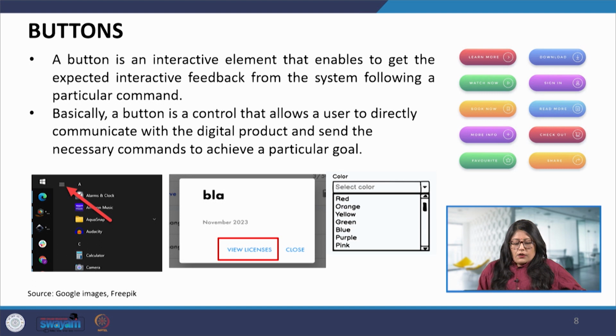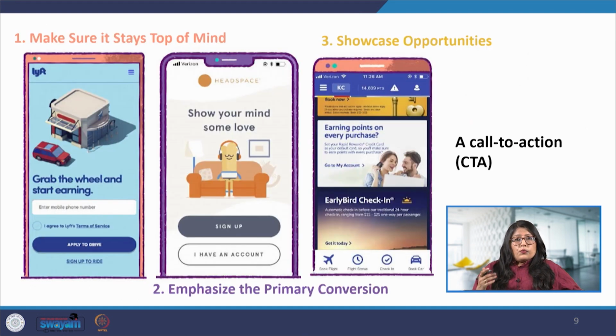So we have a call to action button. A call to action button is an interactive element of a user interface that aims at encouraging the user to take a certain action. For example, we can see three examples on this screen here.